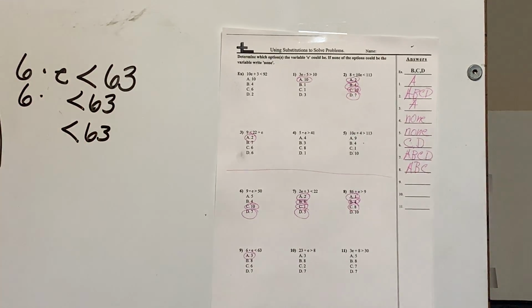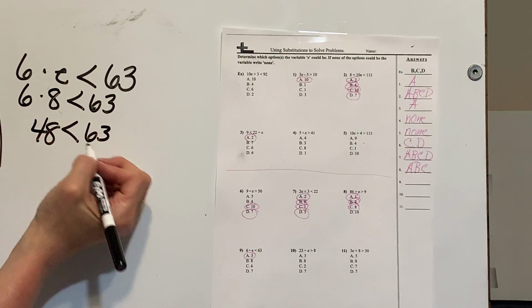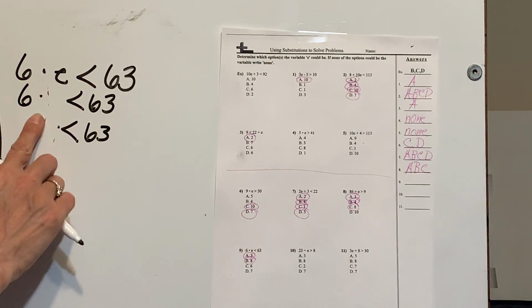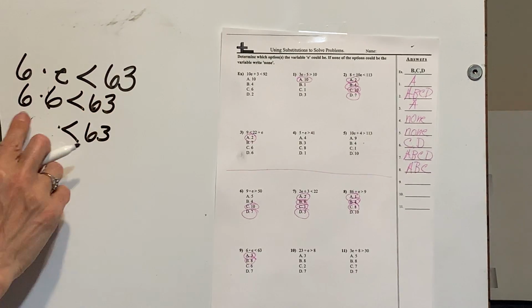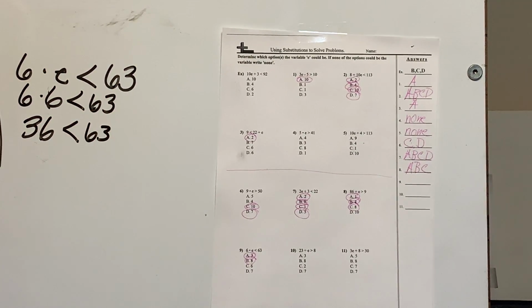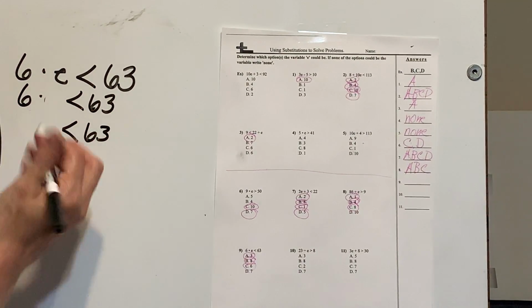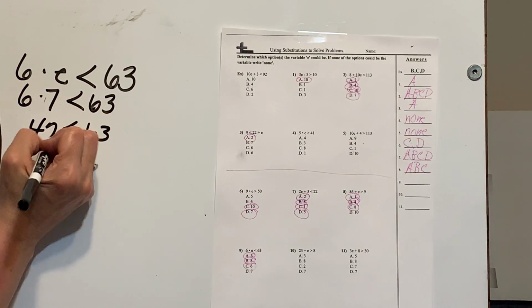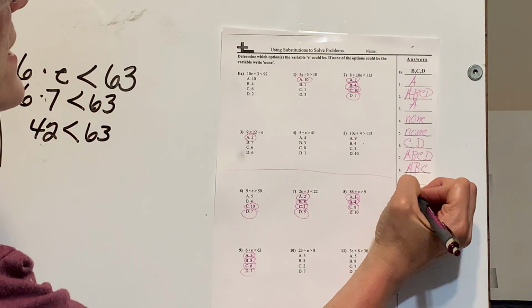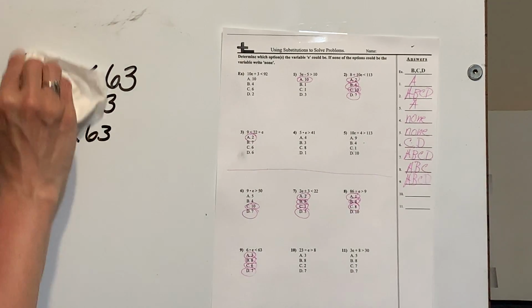All right. Now, the next number is 8. 6 times 8 is 48. 48 is less than 63, so 8 works. Next number to plug in is 6. 6 times 6 is 36. 36 is less than 63, so 6 works. All right, next one to try is 7. 6 times 7 is 42. 42 is less than 63, so 7 works. So A, B, C, and D. All of those work.